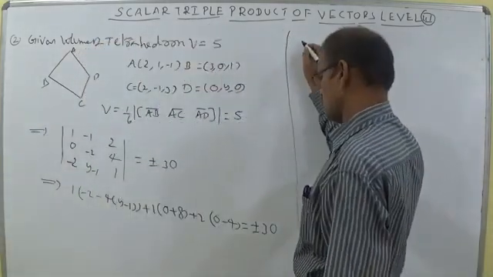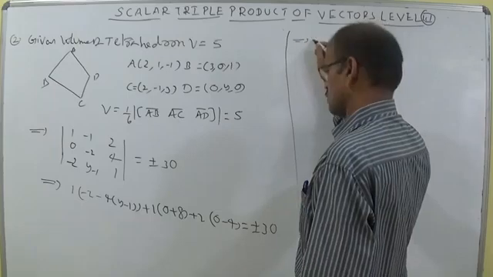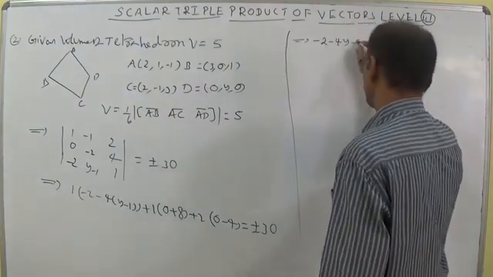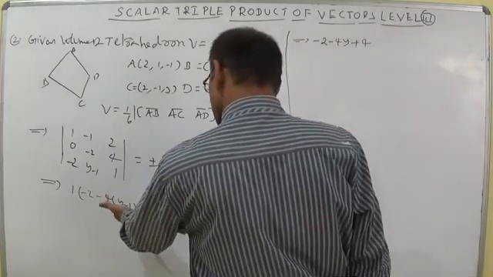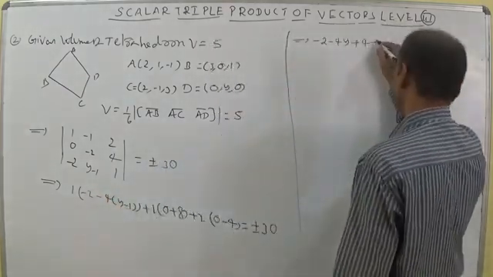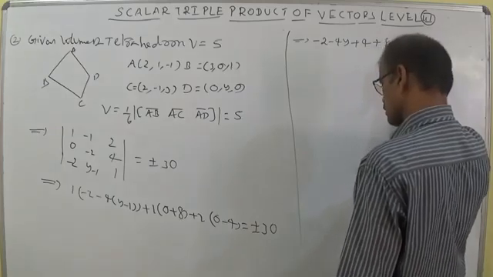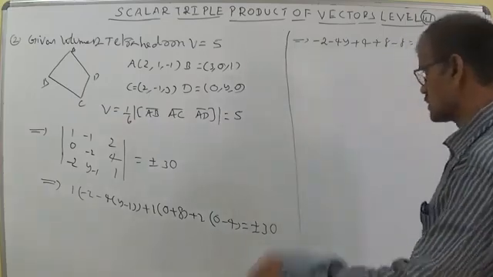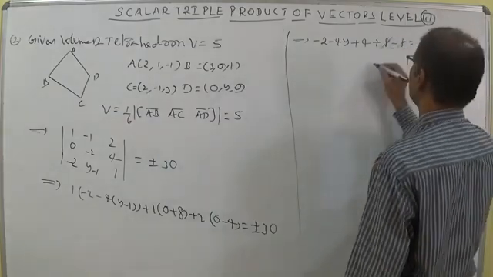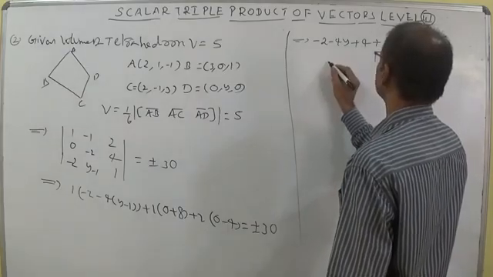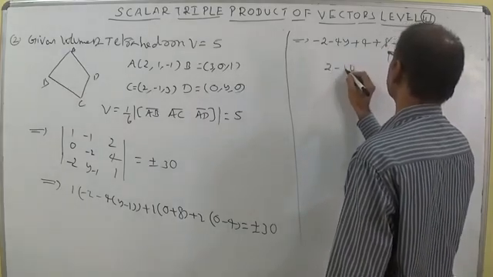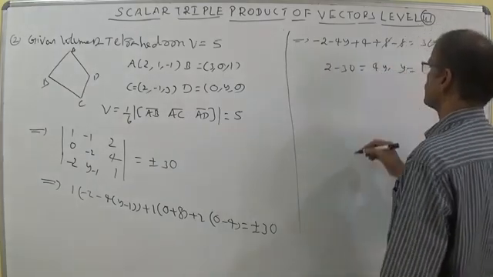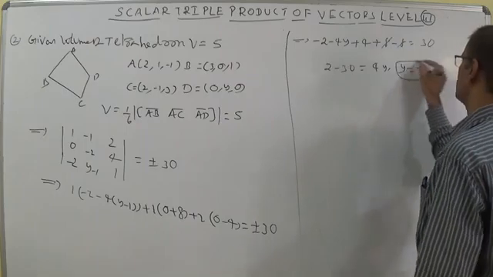That implies 1 into this one minus 2 minus 4y plus 4, minus 2 minus 4y plus 4 plus 8 minus 8 is equal to 30. First I am writing, later we will discuss about minus 30. Here 8 and 8 will be getting cancelled. 4 minus 2 is 2. 2 minus 30 we can write. 2 minus 30 equal to 4y. 4y is equal to minus 28 and y is equal to minus 7.